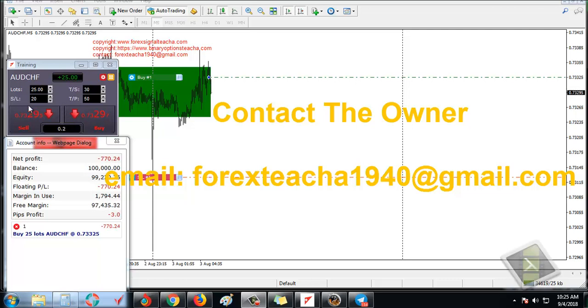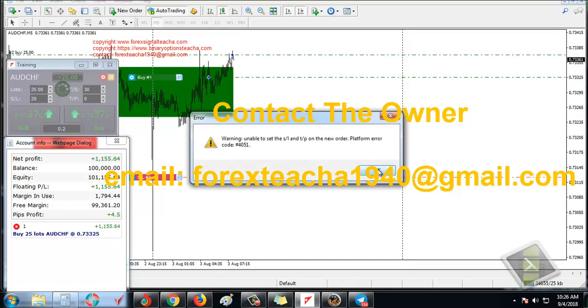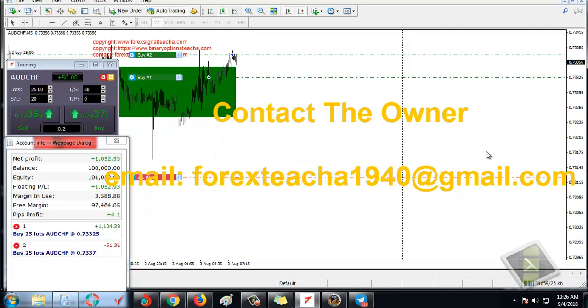So here I'm using, for the sake of this video, a 20 pip stop loss and 50 pips take profit, and also a trailing stop of 30 pips. I'm also going to open another trade without a take profit. I'll only close this trade when the market changes the direction. I'll get the notification.